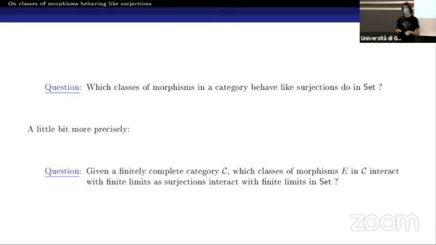Suppose you are given a finitely complete category and a class of morphisms in it. Does it interact with finite limits exactly like surjections interact with finite limits in the category of sets? Well, it's still very imprecise, but I will be more precise later on. But firstly, I will try to speak about counterexamples to that problem.